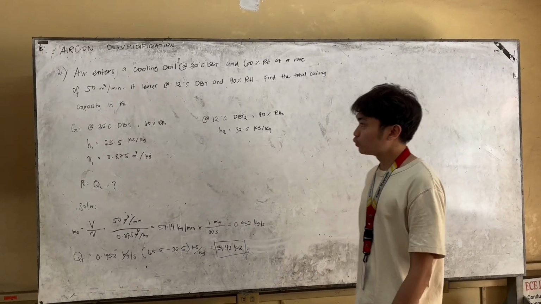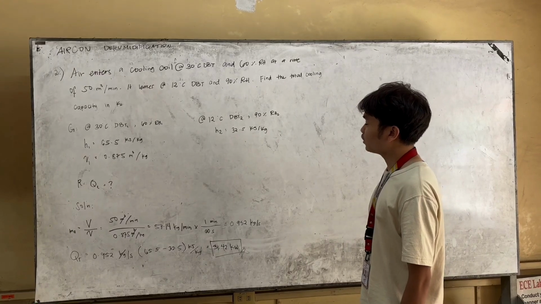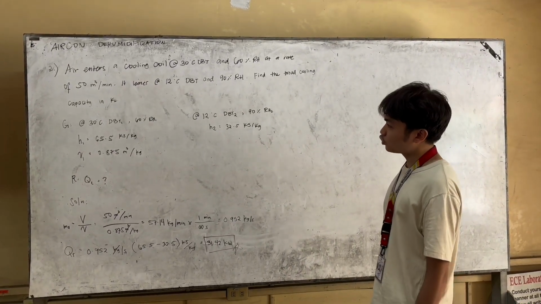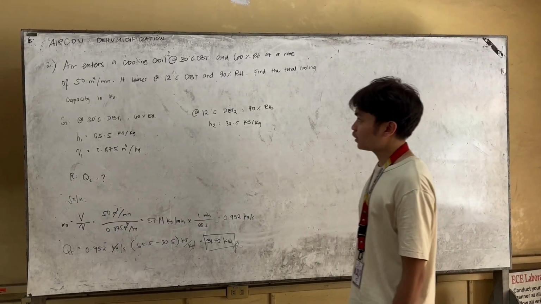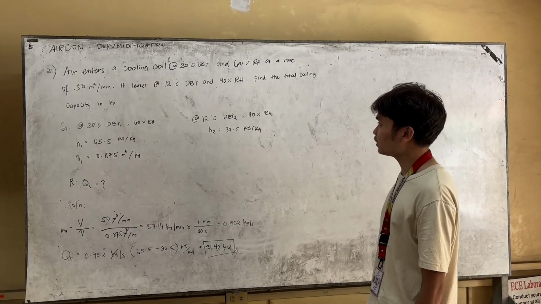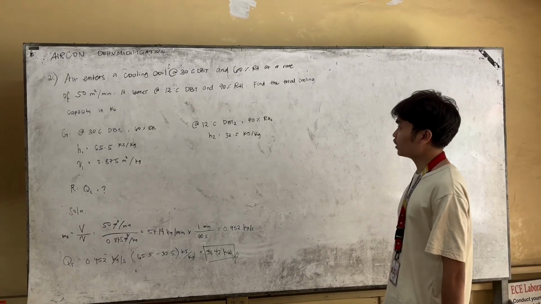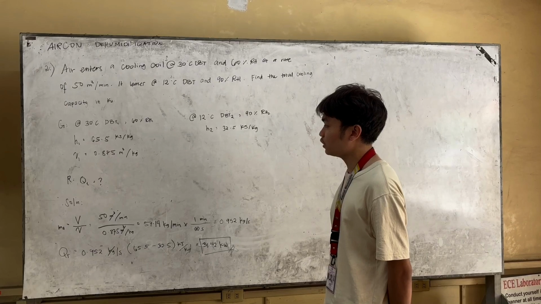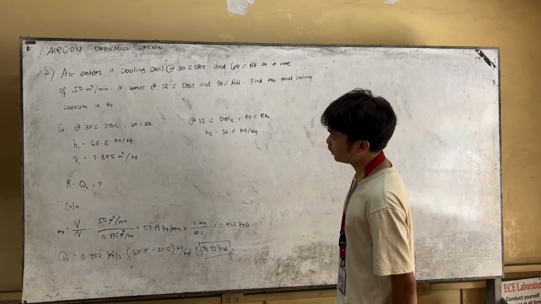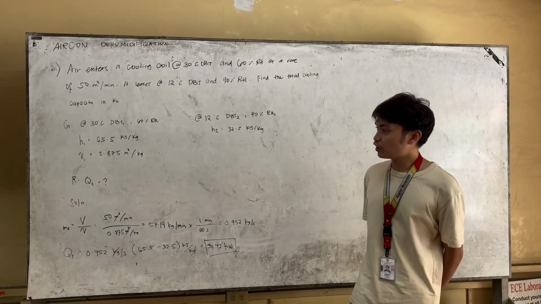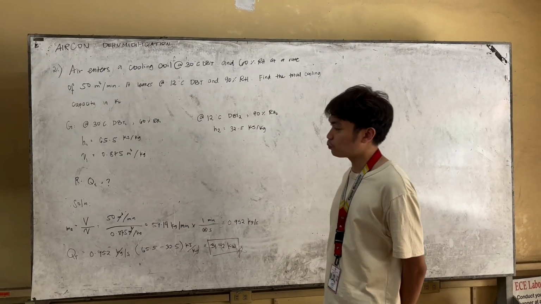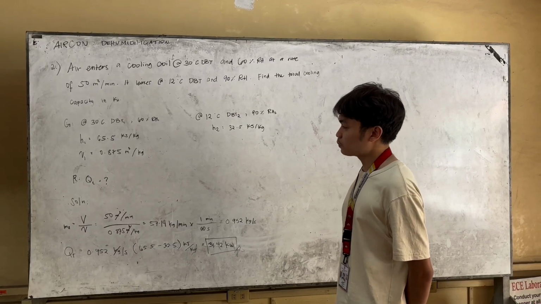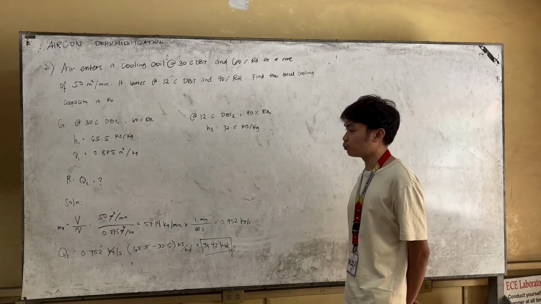So problem number 2. Air enters the cooling coil at 30 degrees Celsius and 60% RH at a rate of 50 cubic meters per minute. It leaves at 12 degrees Celsius DPT and 90% RH. Find the total cooling capacity in kilowatts. So we have the given at 30 degrees Celsius DPT and 60% RH. In this problem, we need to locate these values using our chart, in which we can obtain the enthalpy, which is 65.5 kilojoules per kilogram, and the specific volume 0.875 cubic meters per kilogram.